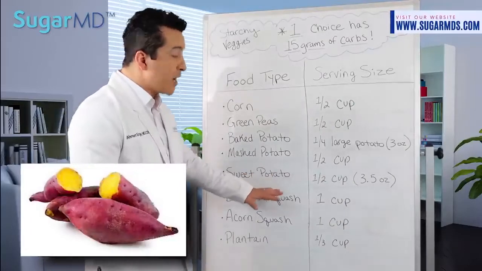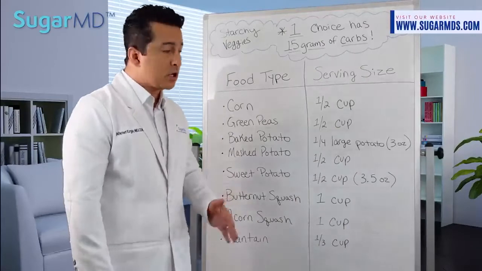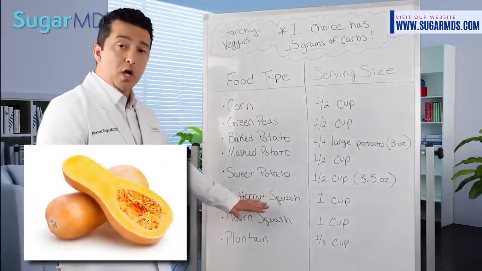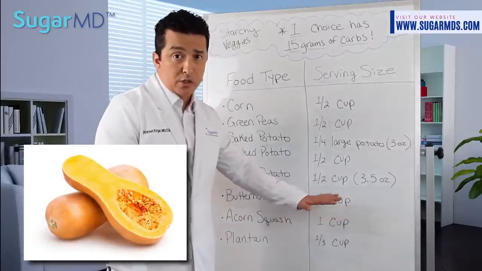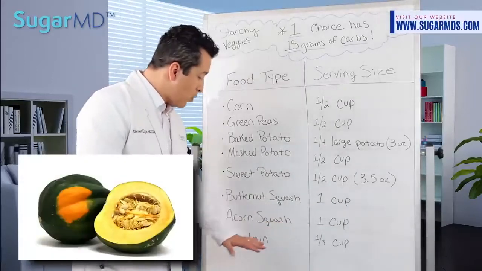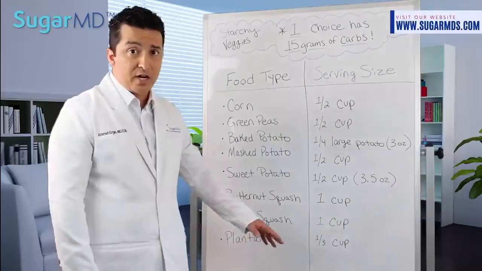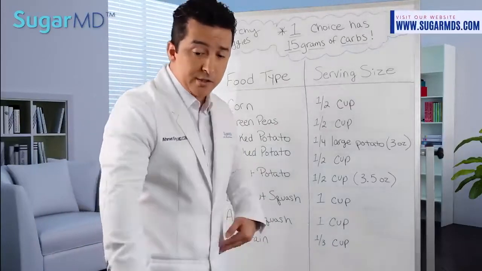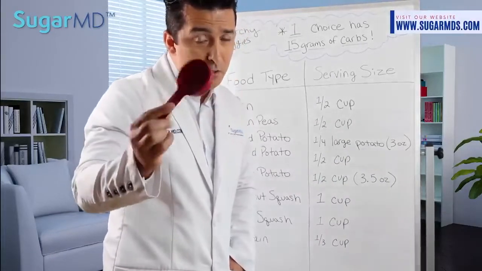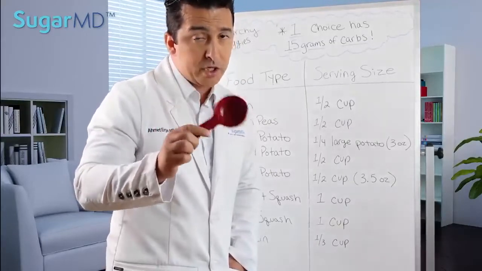Sweet potato is the same way. Although, yes, sweet potato can spike your blood sugar slower, the total amount of carbs is equal. Half a cup is around 15 grams. Now, butternut squash is better because you can have a whole cup of butternut squash for only 15 grams of carbs. Acorn squash is the same way, and the plantain is 1/3 of a cup. Again, plantains are not your best friend. 1/3 of a cup is 15 grams, which is right here. I don't really know anybody who eats that little. So either don't eat it, or if you're eating it, you know how much carbs you're getting, but that's what it is, guys.